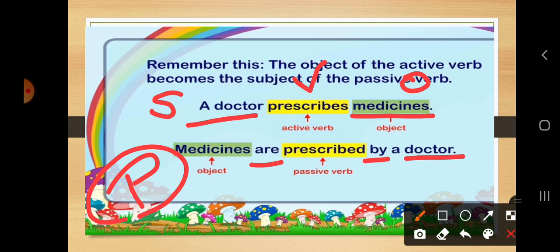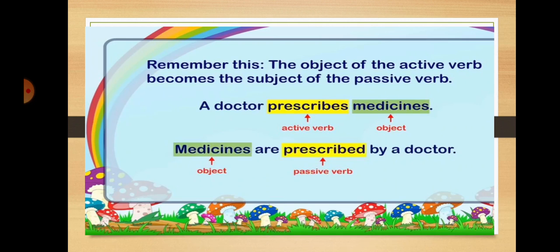Then a doctor. A doctor prescribes medicine. This is active verb, and in passive verb we will use medicines are prescribed by a doctor.